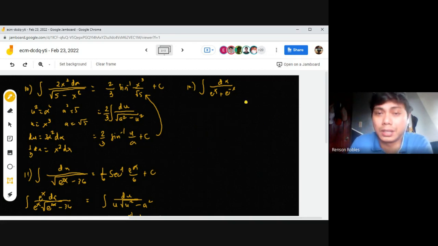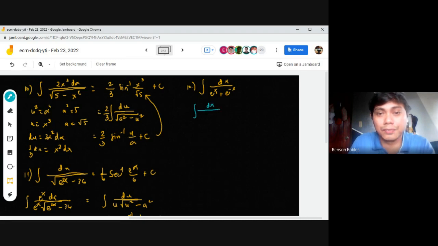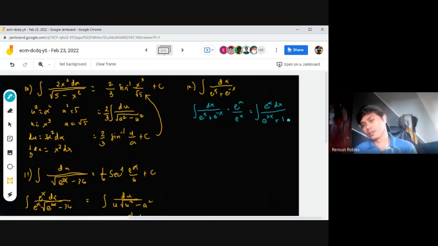Let's try the solution 1, wherein I have to multiply this by e to the x. I hope you can still follow. I will be using blue one. Okay, so integral of dx all over e to the x plus e to the negative x. You multiply this by e to the x, and let's see what will happen. And you'll have integral of e to the x dx all over e to the x times e to the x is e to the 2x plus e to the x times e to the negative x is e to the 0, and that would be 1. So what did you notice now? It will lead us to what?